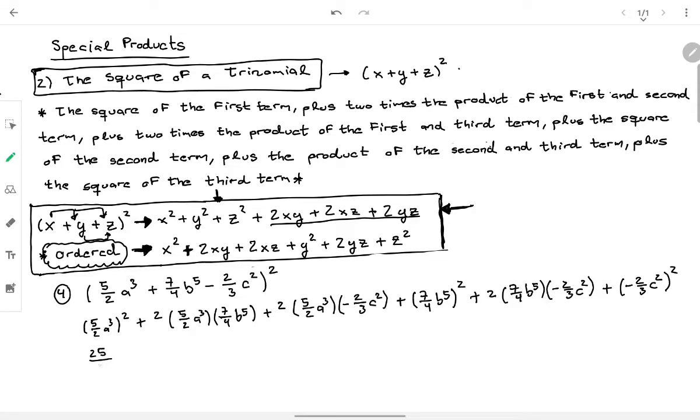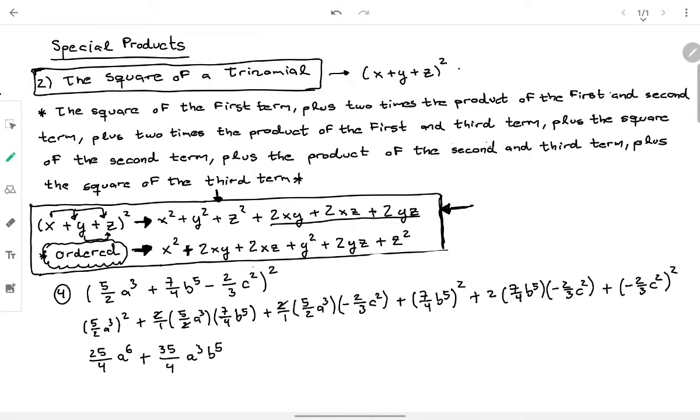So it will be 25 fourths, or quarters, of a to the 6, because remember, in the power of a power the exponents get multiplied. Then we can simplify this 2 with this 2, so it will be plus 7 times 5, 35 quarters. I will put the number 4 better. So it will be 35 quarters of a cubed b to the fifth.